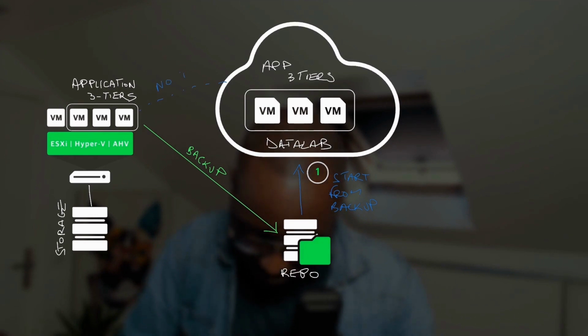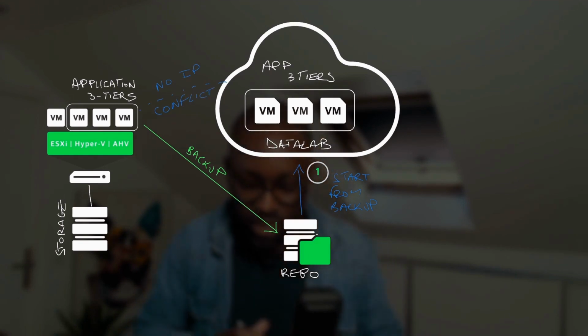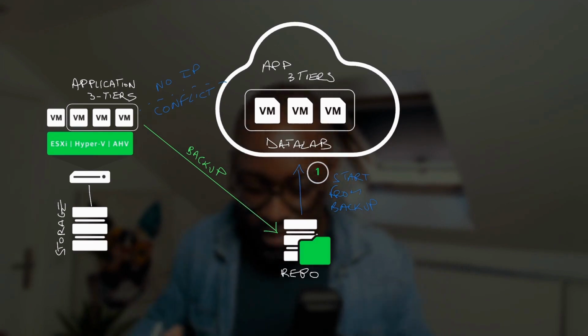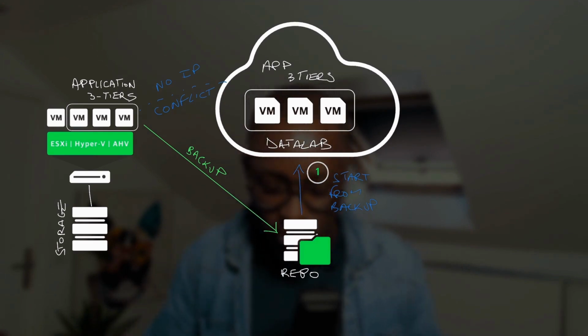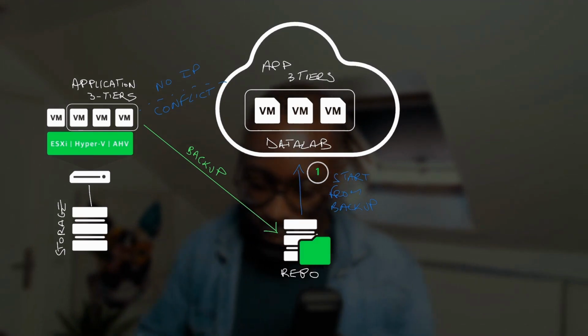There is no IP conflict. This is what allows the Datalab to operate without impacting production. This will enable the activity to continue without interrupting the application in order to ensure this restoration test.